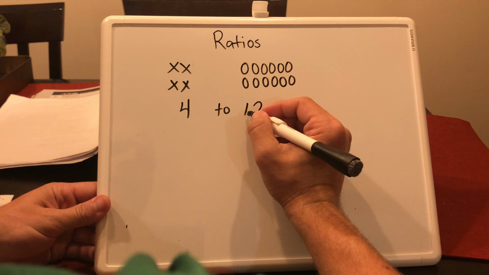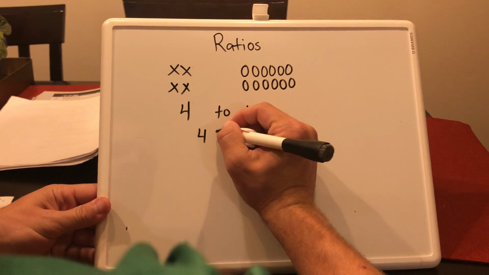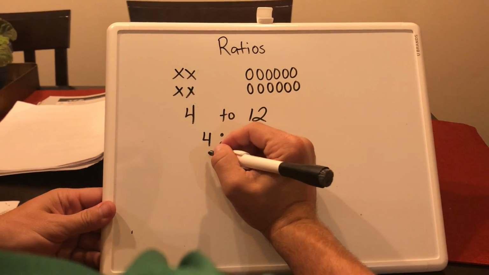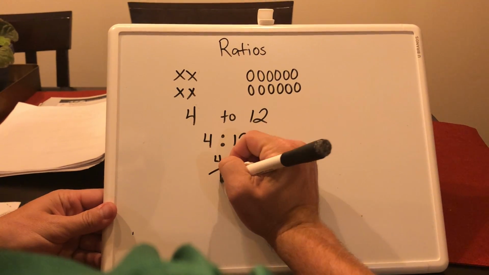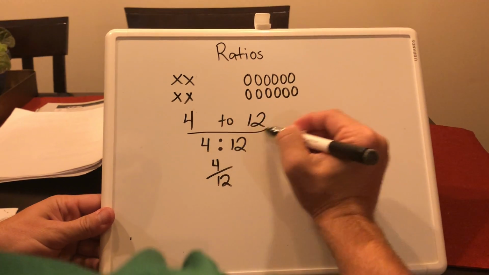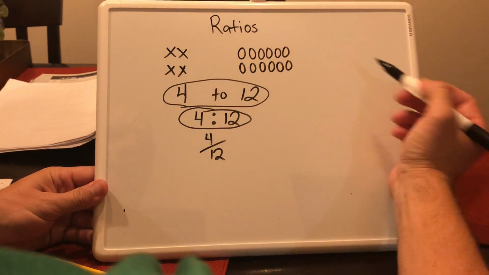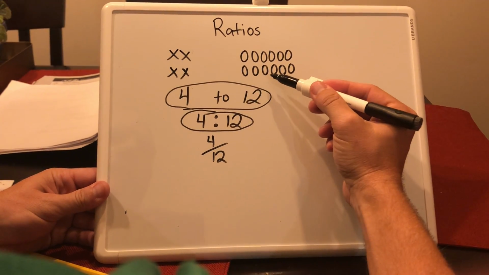You can write it as I did here. You can write it in a very common way with your colon, or you can write it as a fraction, which is probably the least common way. These 2 ways would be the most common that we'll use in 6th grade. I want you to pay attention to these numbers, 4 to 12.